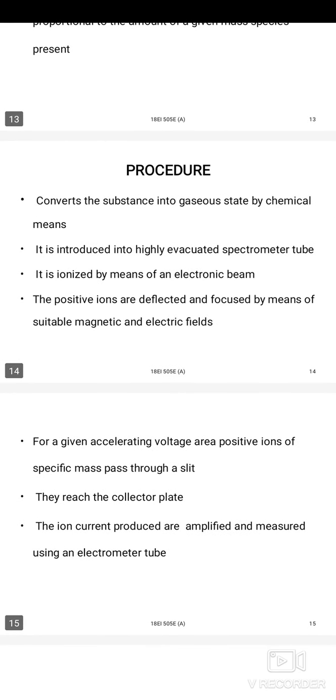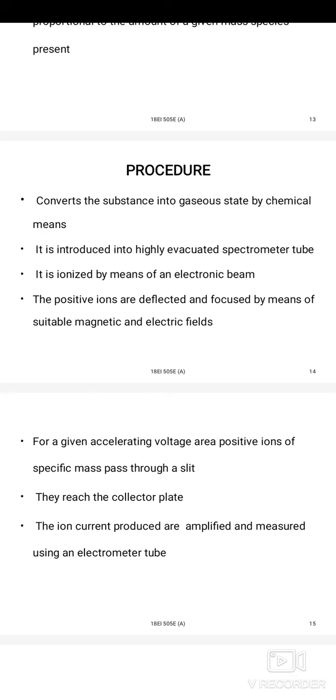The next slide, procedure. Convert the substance into gaseous state by chemical means. That means, first of all, the sample is converted into gaseous state by chemical means. It is introduced into a highly evacuated spectrometer tube. So this gaseous sample is passing into the highly evacuated spectrometer tube. It is ionized by means of an electron beam.